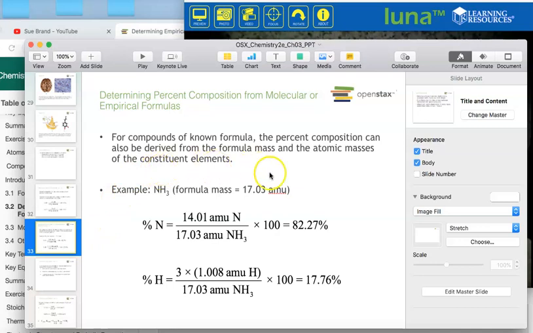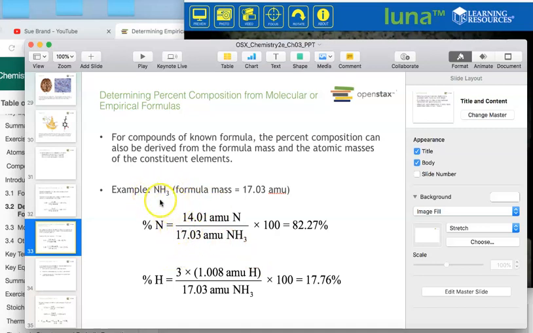So for compounds of known formula, percent composition can also be derived from the formula mass and atomic masses of the constituent elements. And so here we have ammonia, NH3. Its formula mass is 17.03 atomic mass units. And so to find the percent nitrogen in ammonia, of course, by mass, you would have to find the formula mass for ammonia first. That's the total mass of the entire molecule.